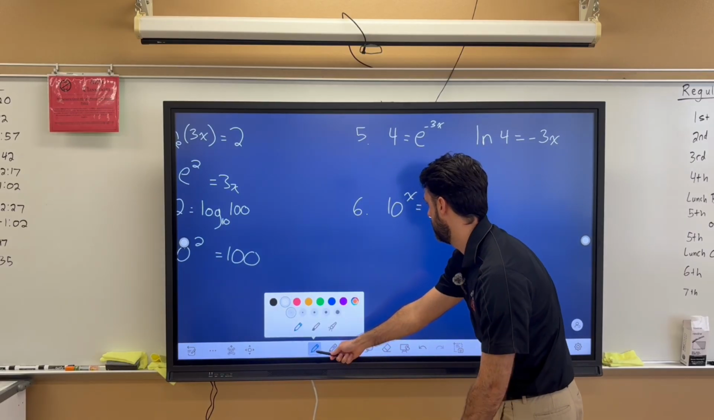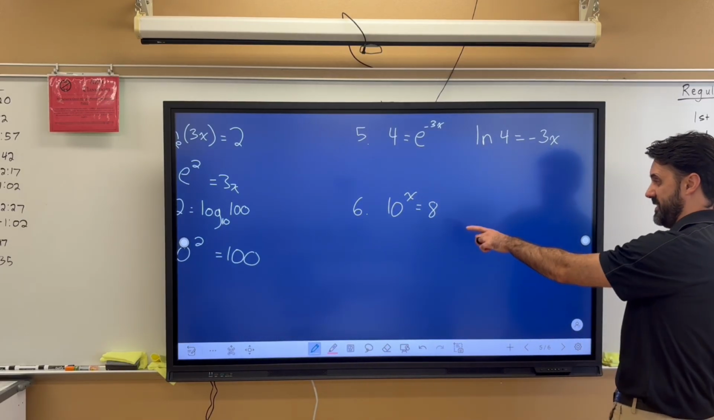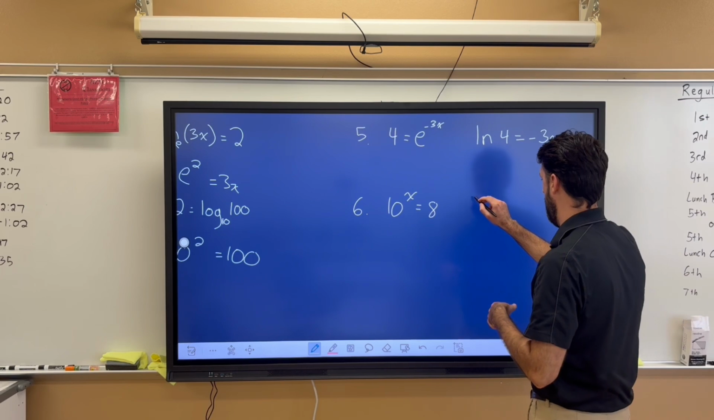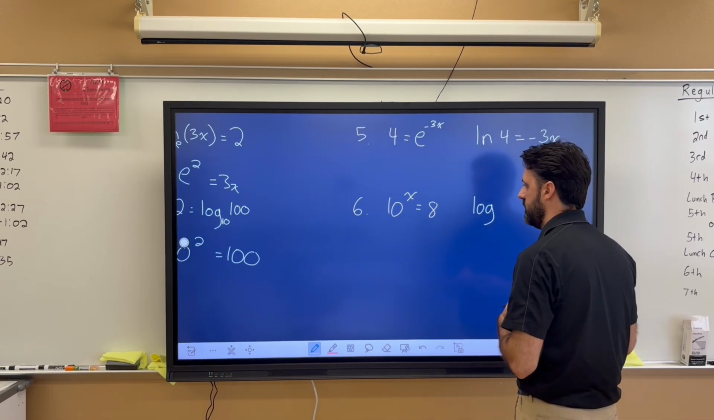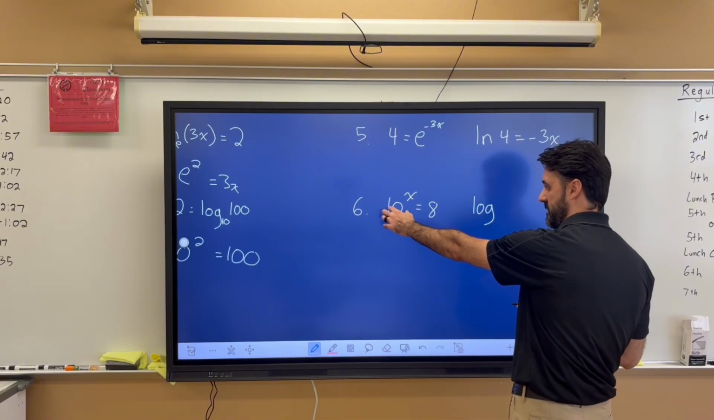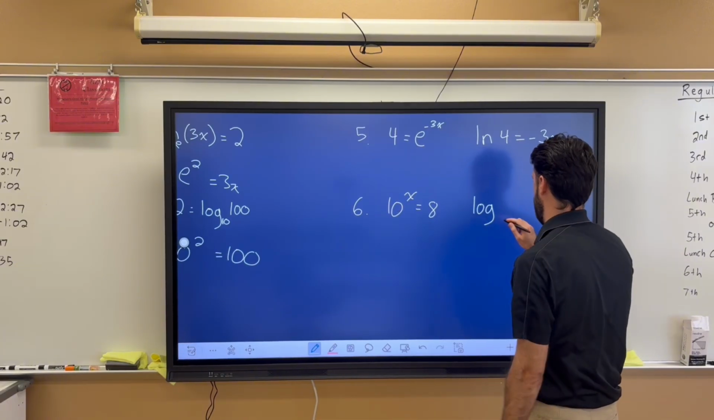Now, number 6, 10 to the x equals 8. All right, so we've got a log. We're going to write this in log form, rather. Our base is going to be the same as that base right there. So a base of 10 is still a base of 10.